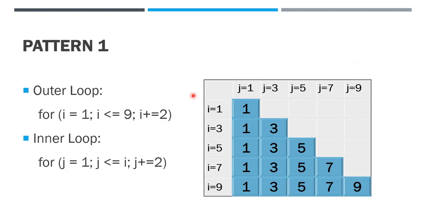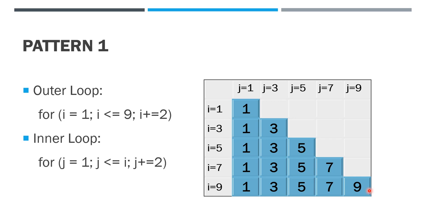The first pattern you are going to see: the first row is 1. Then you have 1 3, 1 3 5, 1 3 5 7 and 1 3 5 7 9. So it consists of odd numbers. That means in between, the even numbers are missing. So you are going to print only the odd numbers.